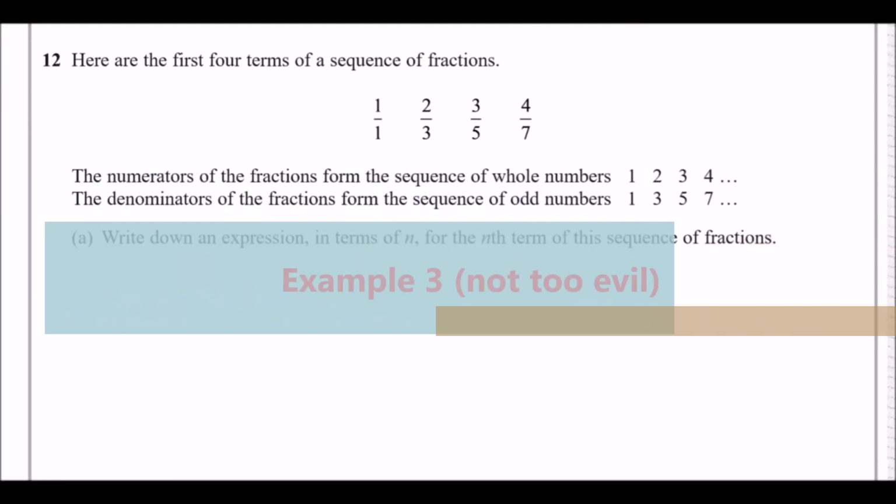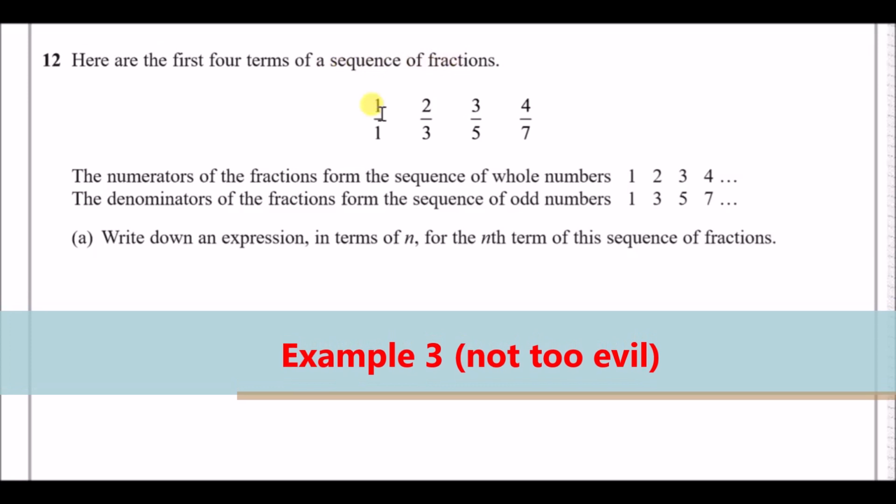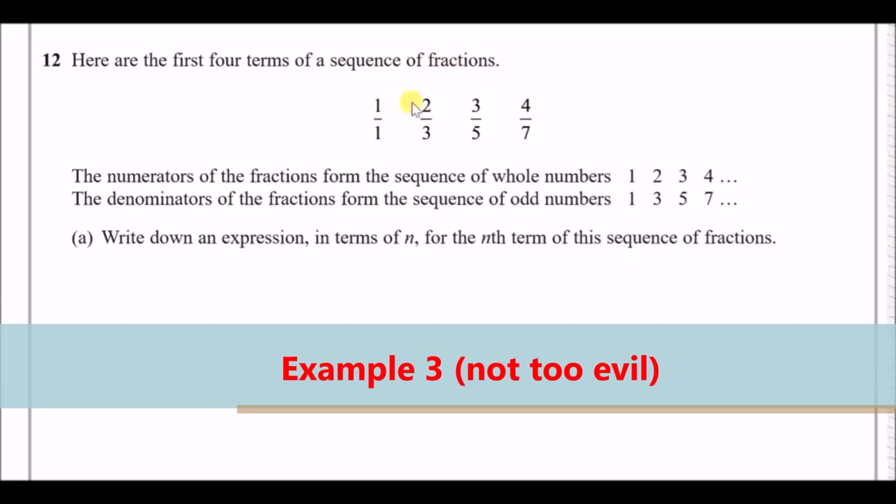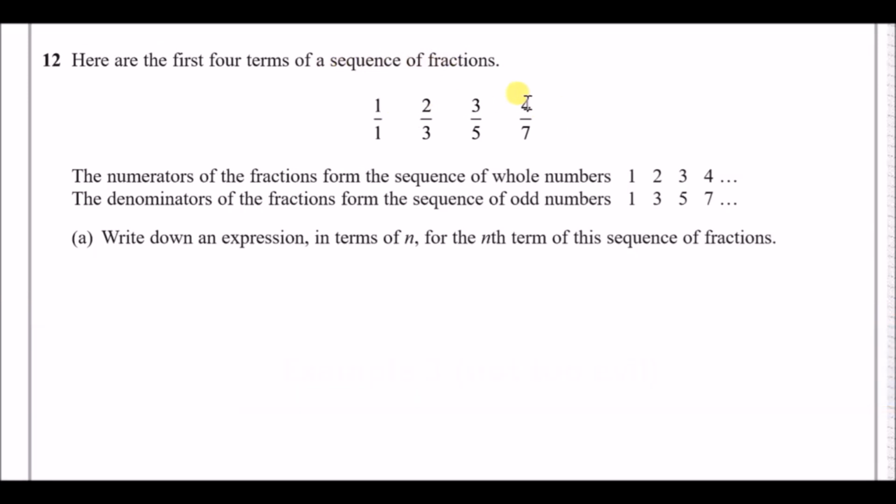And so here are the first 4 terms of a sequence of fractions. Okay, so it looks to me that the numbers on the top half are going up in 1s, and on the bottom we have odd numbers going up 2 each time. Okay, so the numerators of the fractions form the sequence of whole numbers 1, 2, 3, 4. The denominators, the bottom half of the fractions, form the sequence of odd numbers. Okay, just like we said.